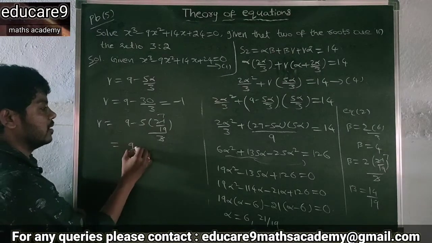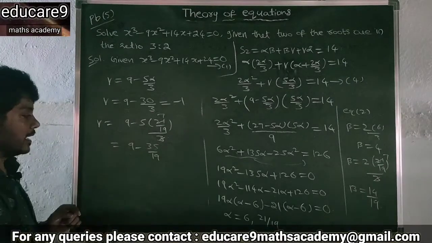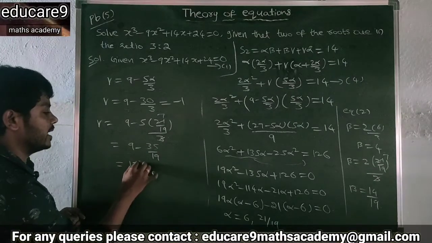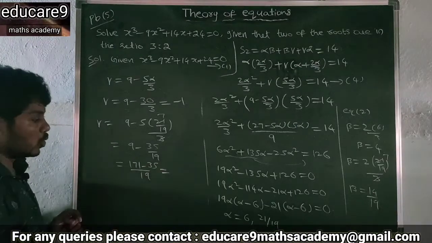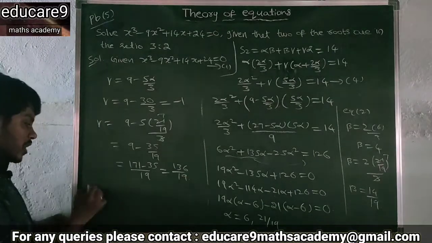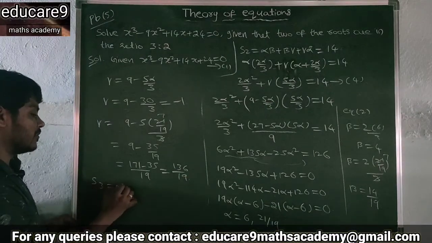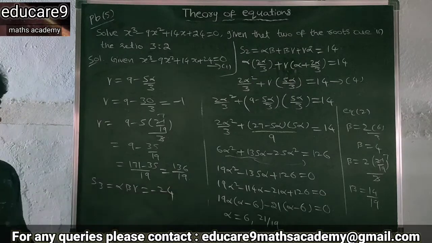So this is 9 minus 35 by 19. So 19 into 9, you get 171 minus 35 by 19. So what is this value? 136 by 19. But what is S3? Alpha, beta, gamma. That is what? Minus 24. Now substitute alpha, beta, gamma value.